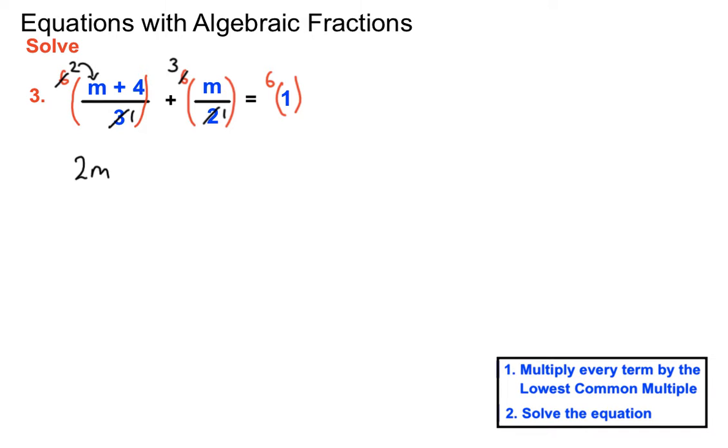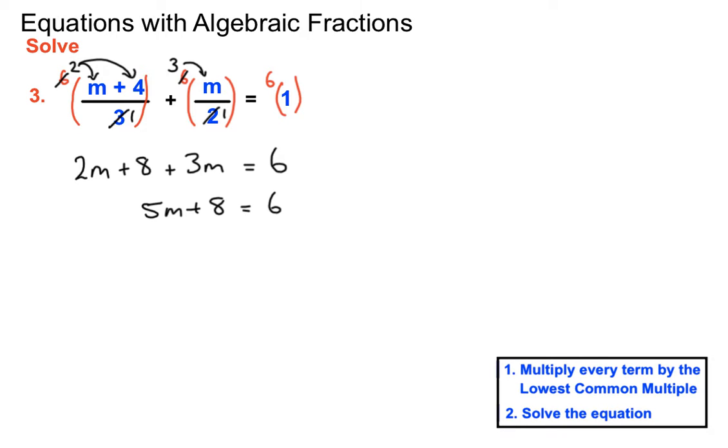Now 2 times m is 2m. 2 times the 4 that we have to not forget about is 8. And then we have 3 lots of the m on the top of the second fraction, and that equals 3m. That equals 6. Now on this left hand side, don't think that you have to do the opposites of these things to move them. They're just collecting like terms here. So this is just a normal 2m plus a 3m. We don't have to do any opposites of that. So we get 5m plus 8 equals 6. Now that's just a two-step equation.